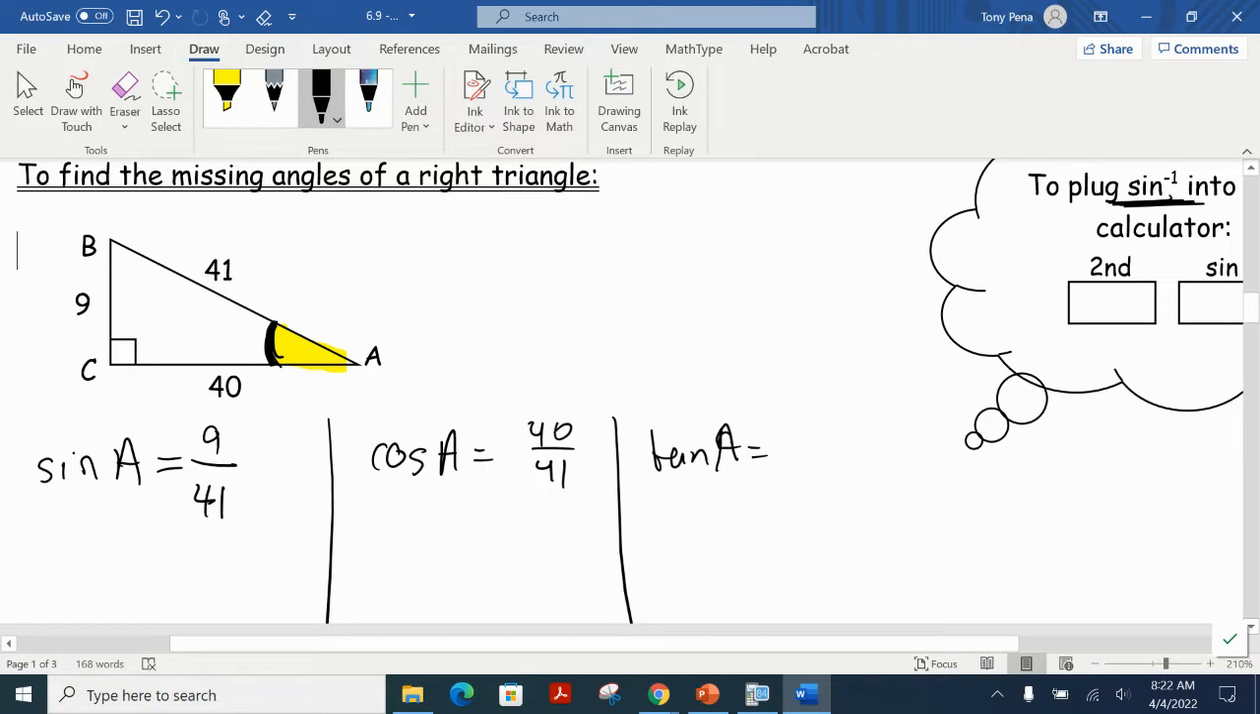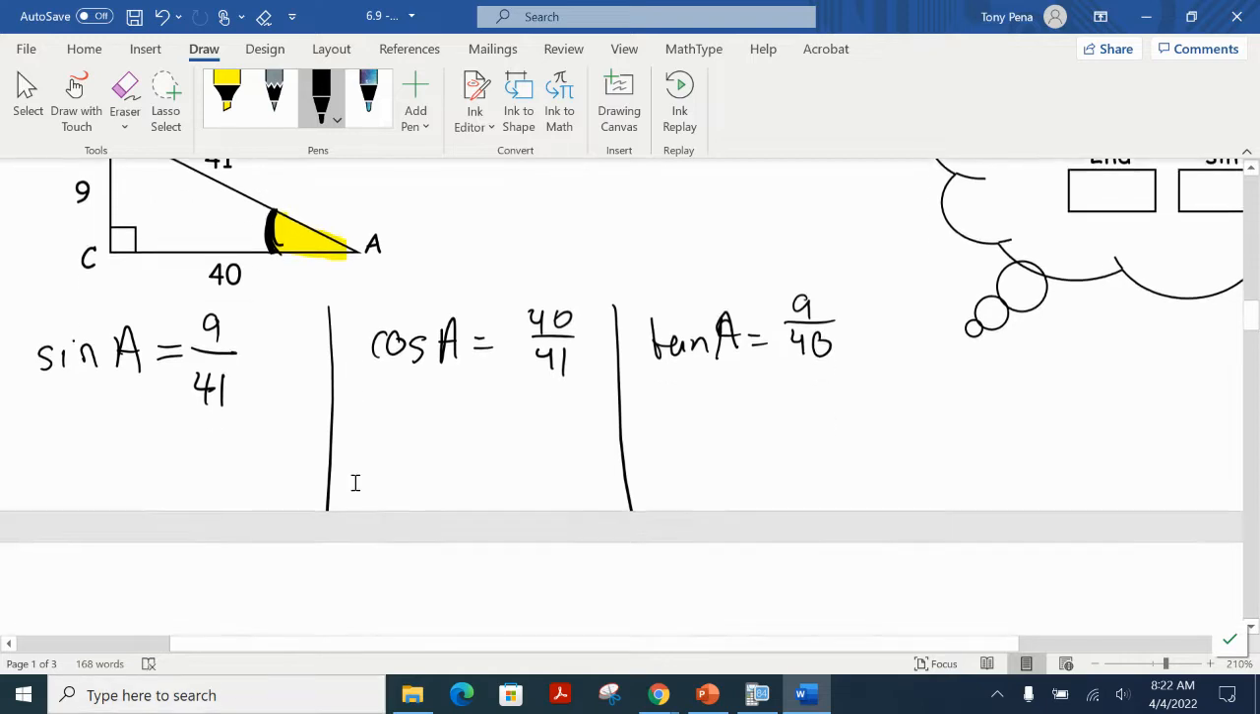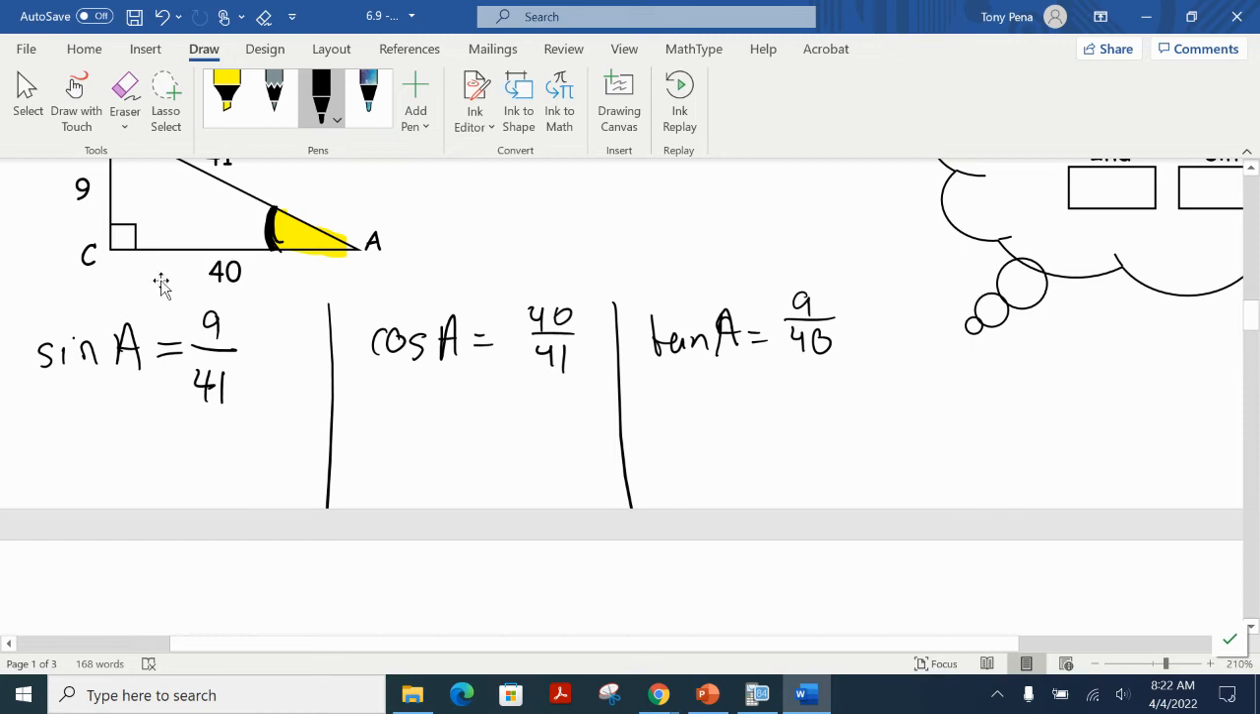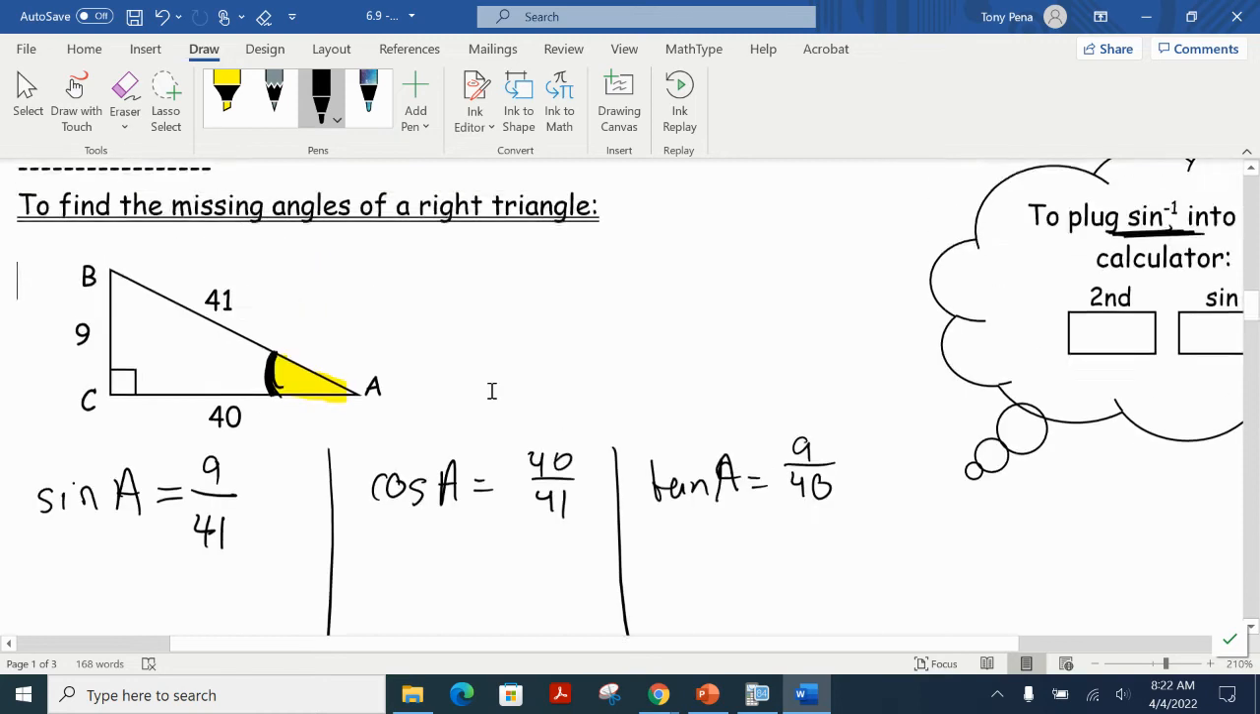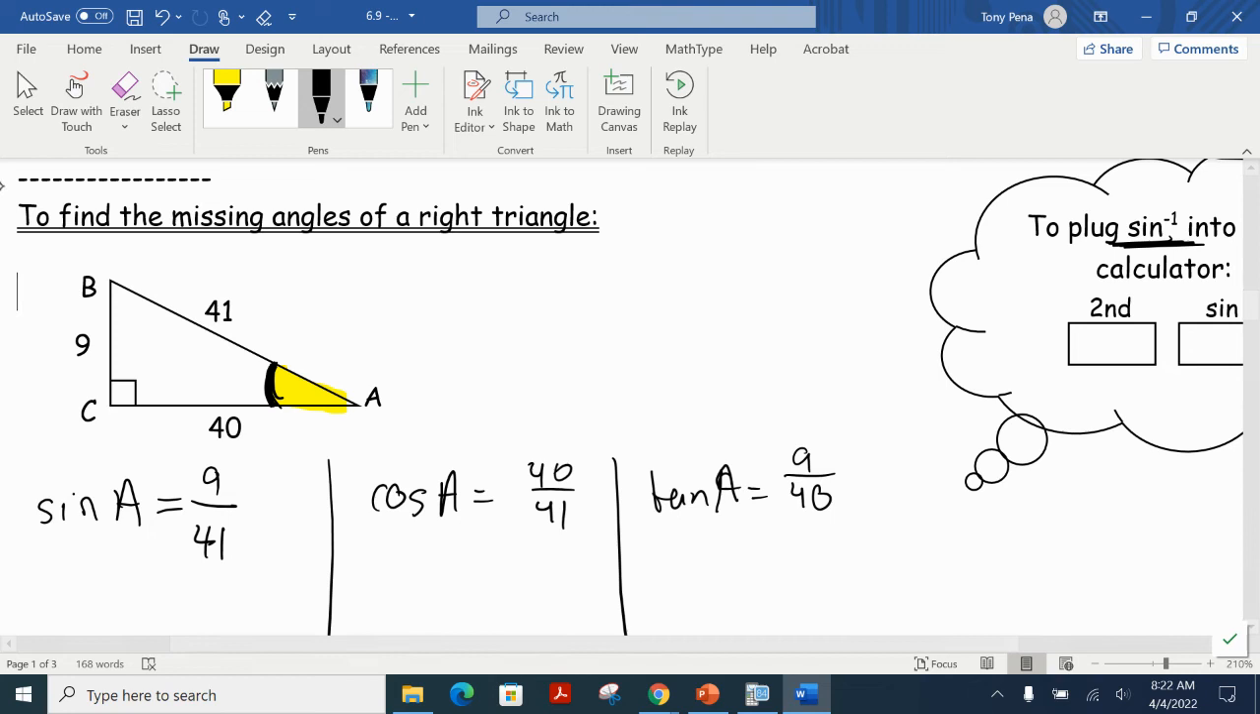All right, and Armando, what is the tangent of angle A? Good, 9 over 40. All right, so now what we need to do is get that A by itself. We need to solve for A. So it's an equation. Now understand, this is different than anything you've seen before.